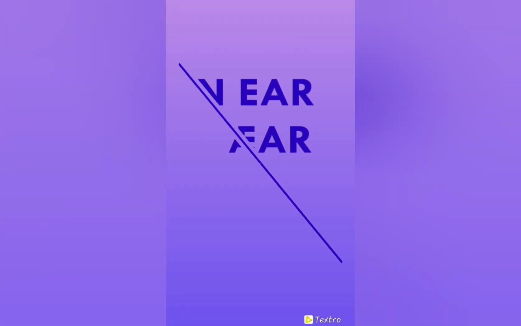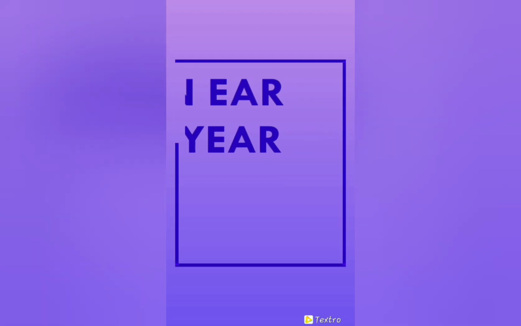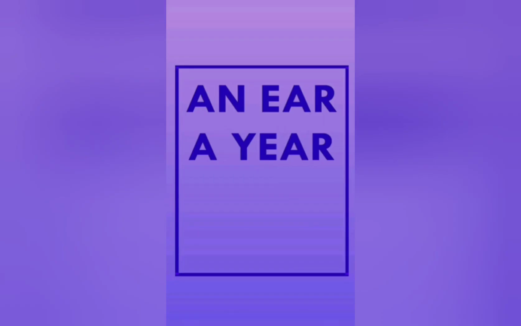Let's see one more example. An ear, but a year. Students, this ear starts with the sound e, but the second word is starting with y. So, an ear and a year.